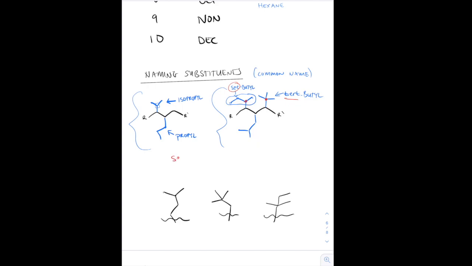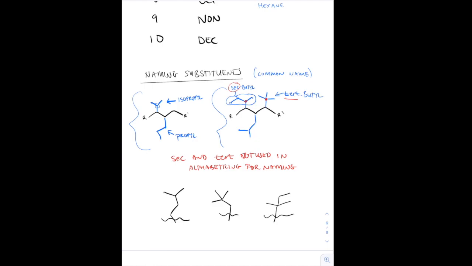Okay, and back to the distinction. These are italicized because sec and tert are not used in alphabetizing for naming of substances. You don't necessarily need to know what that means, but we'll go over the rules in just a second.